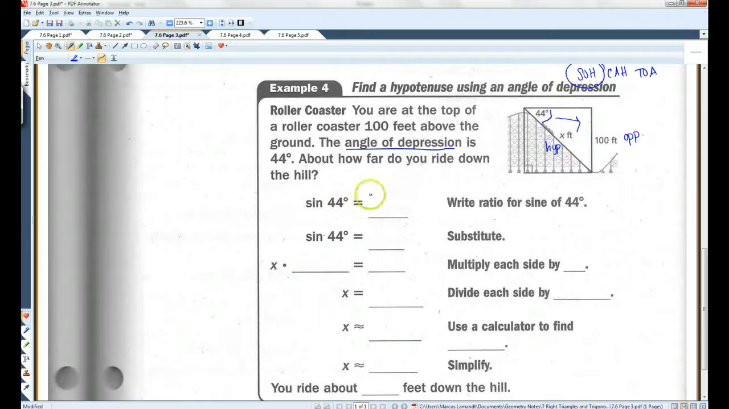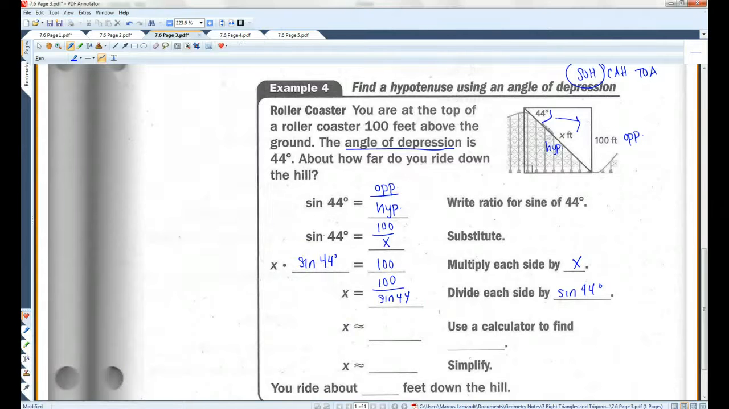So, sine of 44 degrees, opposite over hypotenuse. The opposite side is 100. The hypotenuse is x. I'm going to multiply each side by x, so I have x times sine of 44 degrees equals 100. I'm going to divide each side by sine of 44 degrees. So 100 over sine of 44. Pull out my calculator.